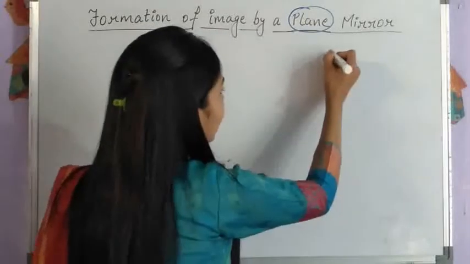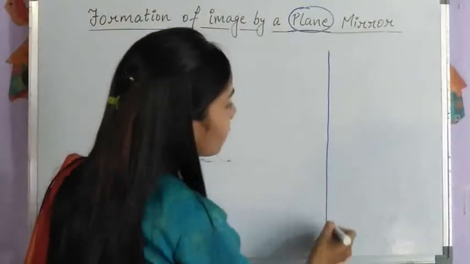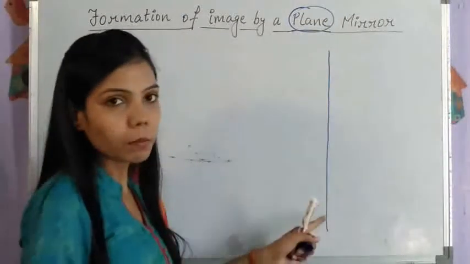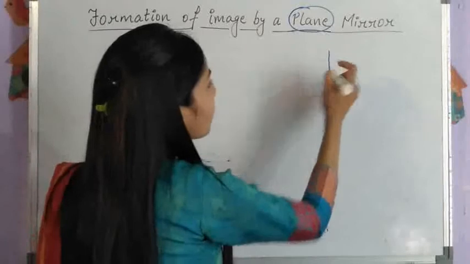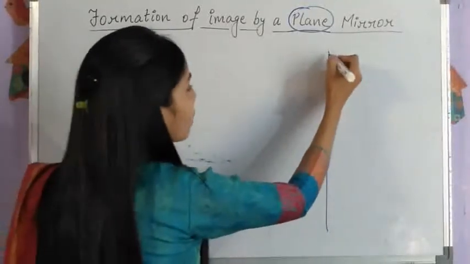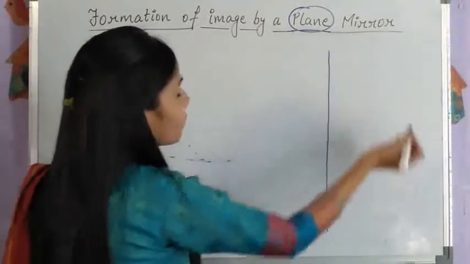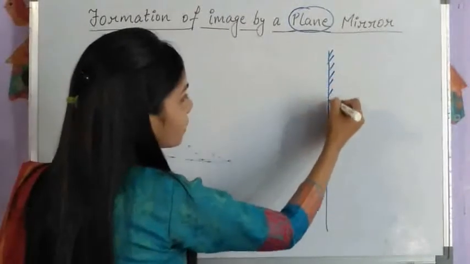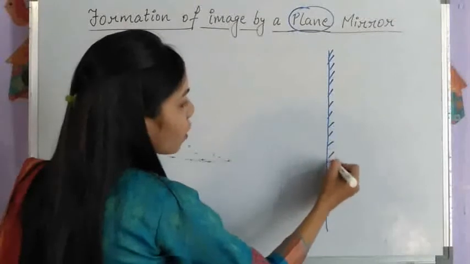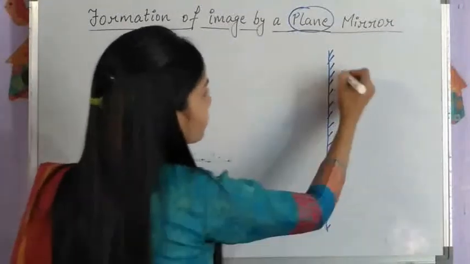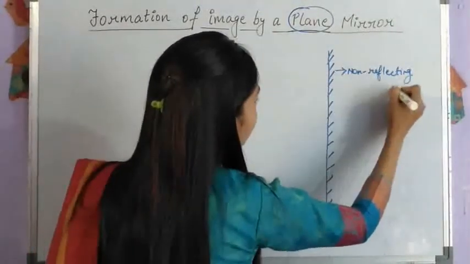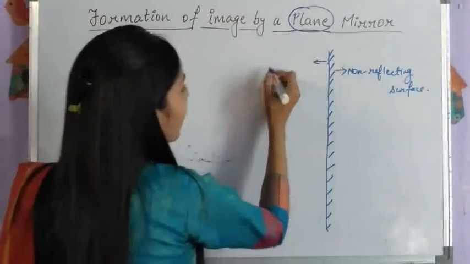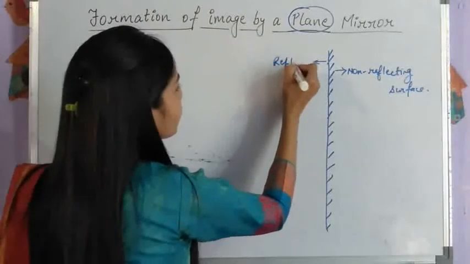Let us say that this is a plane mirror which is flat and this is the surface of the mirror. In a plane mirror we have two surfaces, one reflecting and one non-reflecting. Let us consider this part as the non-reflecting surface, and this part will be our reflecting surface.